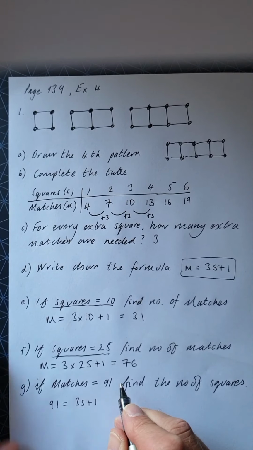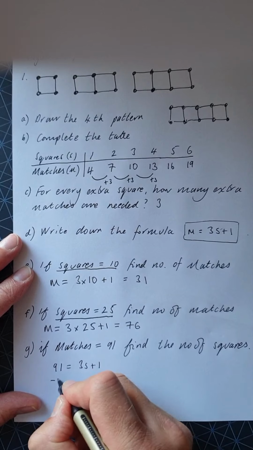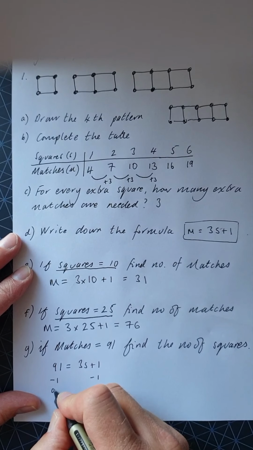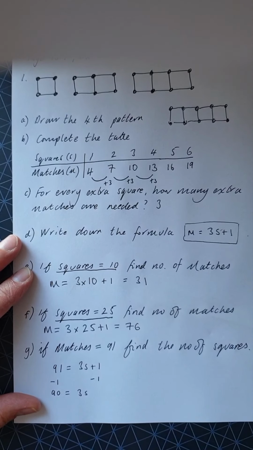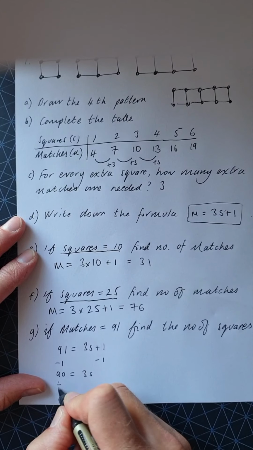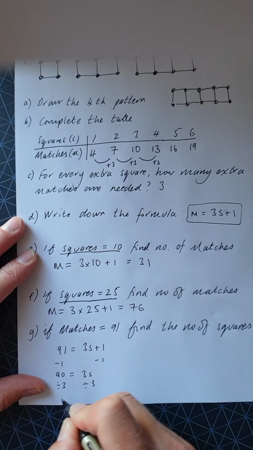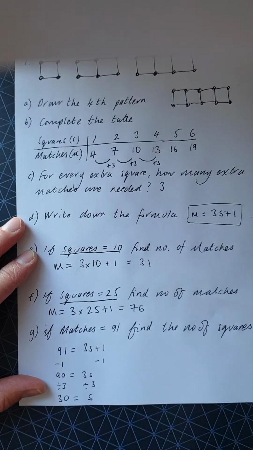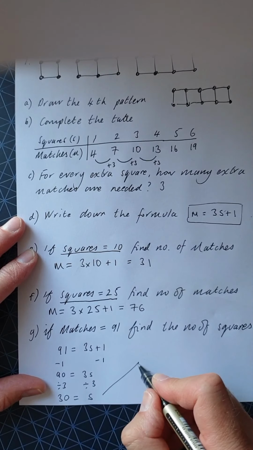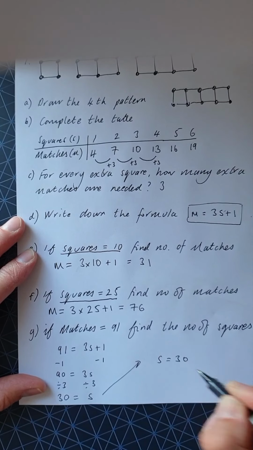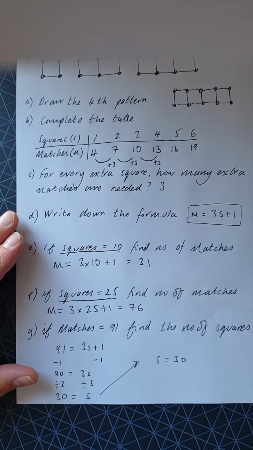So again, solving an equation, take away 1 from both sides. So we get 90 equals 3S. Divide both sides by 3. And we get 30 equals S. And we can write that out as S equals 30. So if I had 91 matches, I would need 30 squares.